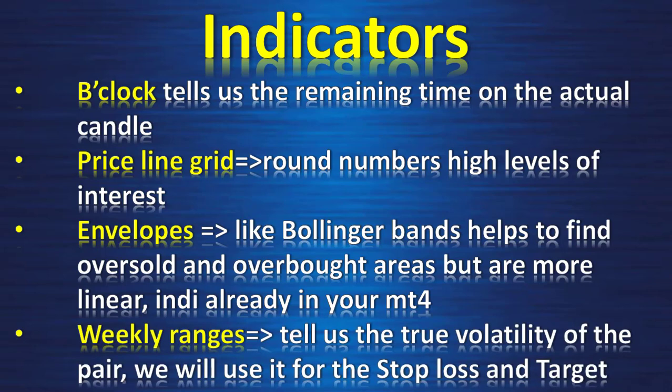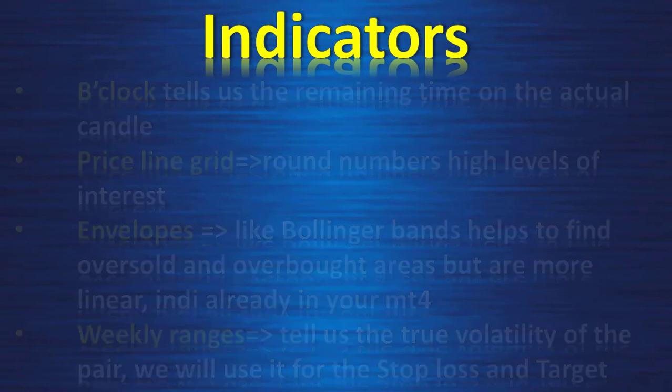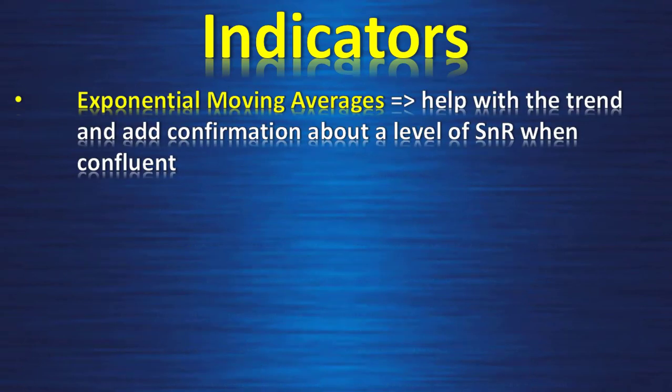The next indicator is the weekly range. It tells us the true volatility of the pair. We will use it for the stop loss and target definition. The next indicator used on the template is the exponential moving average. It helps with the trend and gives a confirmation about the level of support and resistance when it's confluent with a horizontal line.